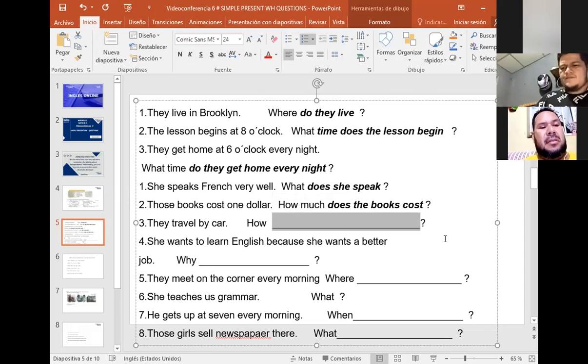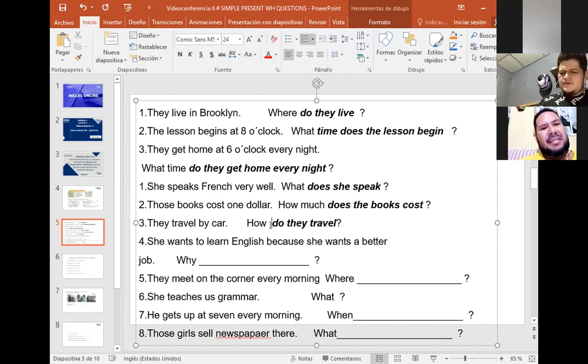How do they travel by car? Okay, so how do they travel? ¿Cómo viajan ellos? Entonces ellos viajan en carro. Ya que la respuesta es que ellos viajan en carro, they travel by car. La pregunta sería, ¿cómo viajan ellos? How do they travel? So they travel by car.